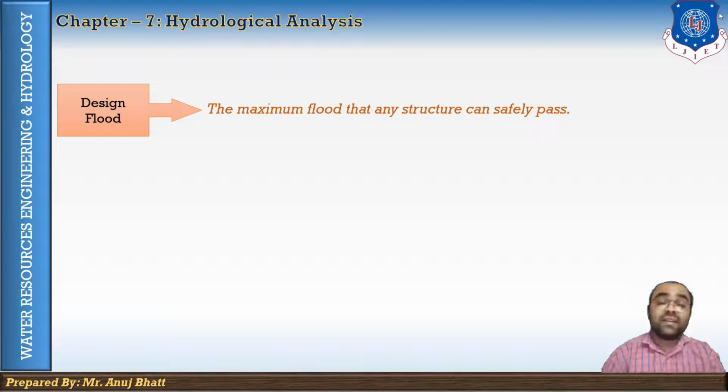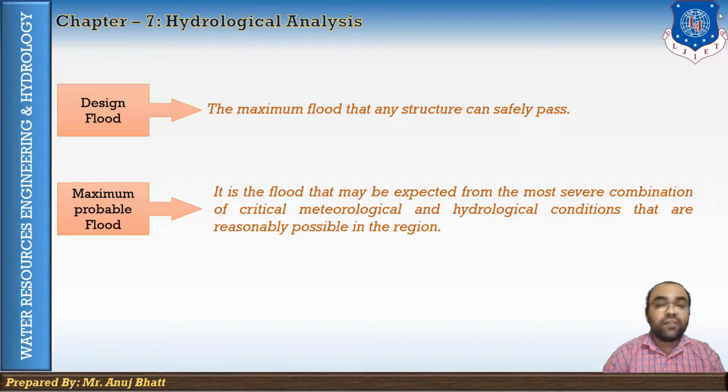Next is the maximum probable flood. The maximum probable flood is the flood that may be expected from the most severe combination of critical meteorologic and hydrologic conditions that are reasonably possible in the region. It is estimated from the maximum probable storm, applying the unit hydrograph principle. The maximum probable storm is an estimate of the physical upper limit to storm rainfall over the basin.